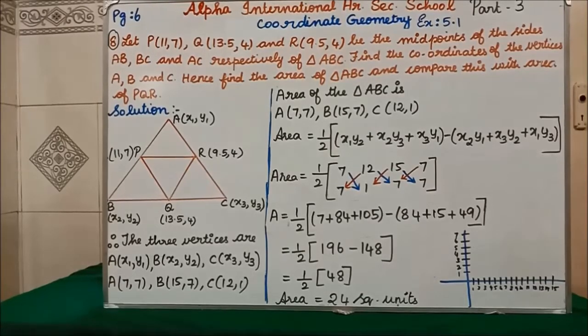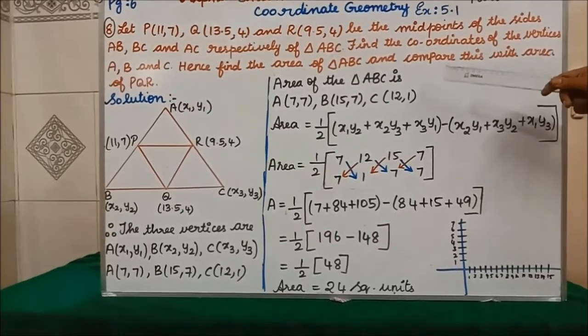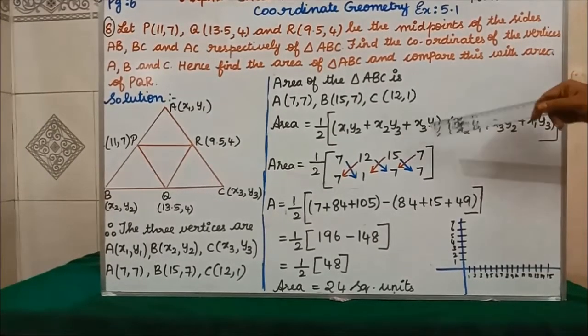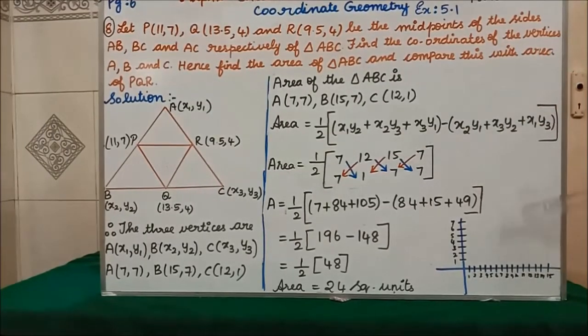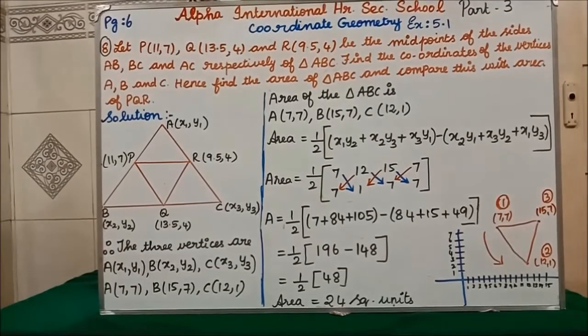Okay, I have told you many times, before you start writing, you have to plot the points in the graph. Then only you will get a positive value. Otherwise, at last you will get the area as a negative value. See how I am plotting now. Students, I have plotted the graph here. See, 7, 7 will come here, the first vertex. Then 15, 7 will come here. Then C is 12, 1.